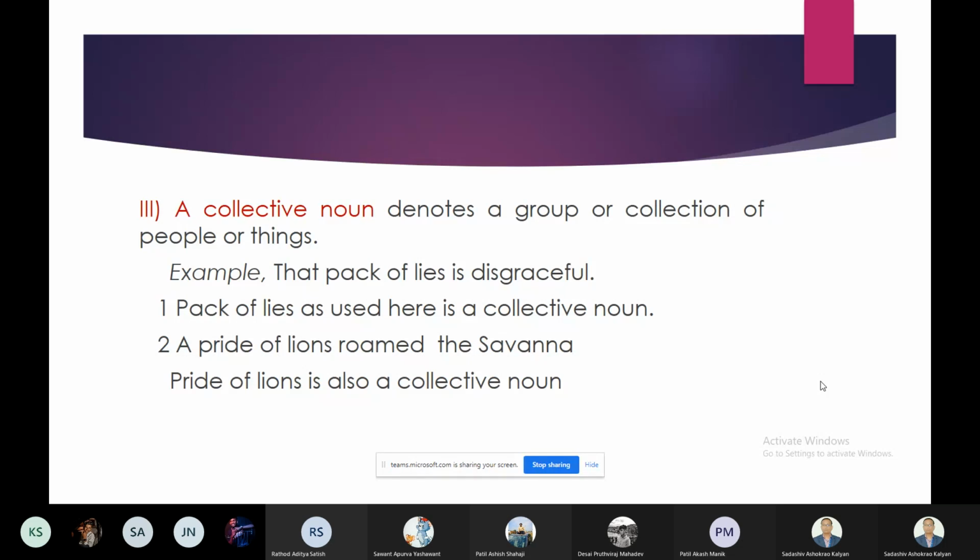Here I have put an example in front of us. That pack of lies is disgraceful. Here in this sentence, a pack of lies is used as a collective noun. And we have another example: a pride of lions roamed the savannah. Again in this sentence, the collective noun is the pride of lions. So in short, a collective noun tells us about a collection. It can be a collection of people, it can be a collection of things.